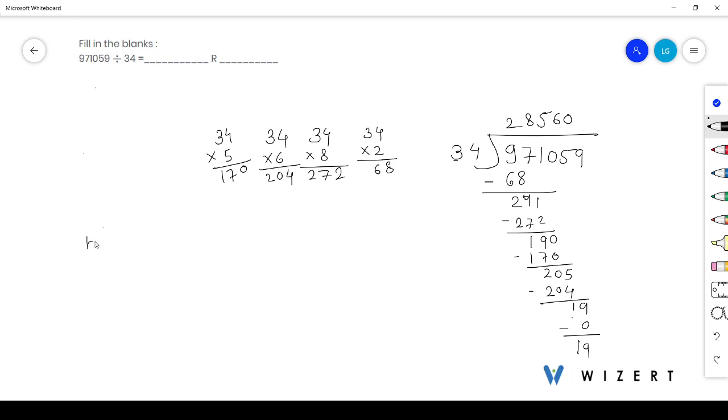28,560. Hence, 971,059 divided by 34 equals 28,560. Remainder 19.